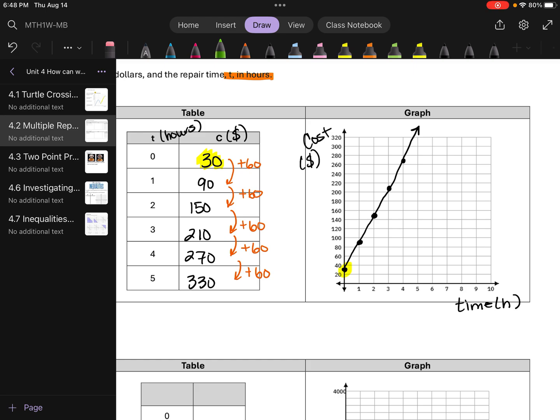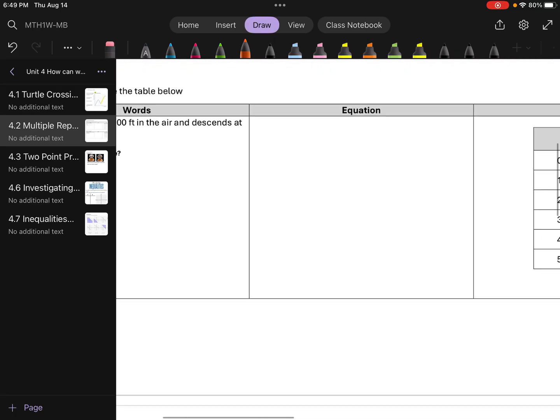My initial value is on the y-axis. And that 60 can be found because I'm going up 60 from that initial point every time my graph goes over 1. So remember, that's my rate of change, my rise over run. Okay, I'm going to give you a second.